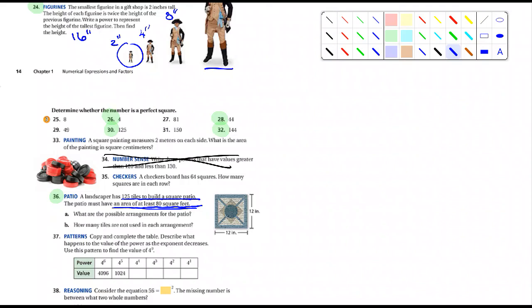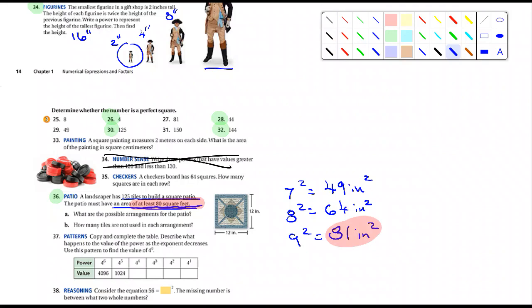So let's do this. How about if I did 7 squared, what's that equal? 49 inches squared. Is that at least 80 square feet? No. Nope. What if I did 8 squared? What is that? 64 inches squared. Is that at least 80 square feet? No. What if I did 9 squared? What's that? I heard somebody say it, 81 inches squared. Is that at least 80 square feet? Yeah, it is. That satisfies the condition.